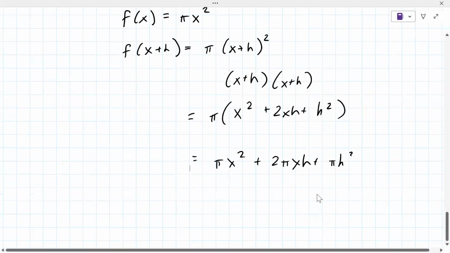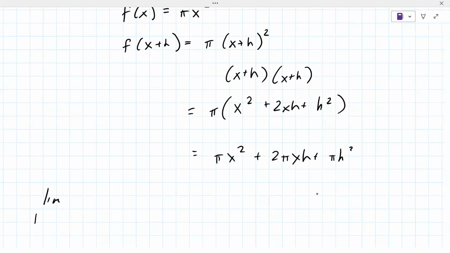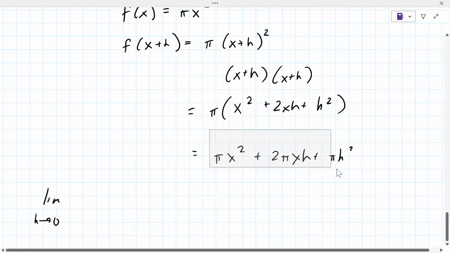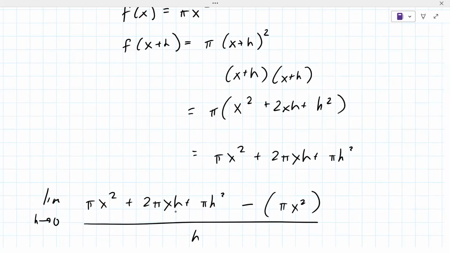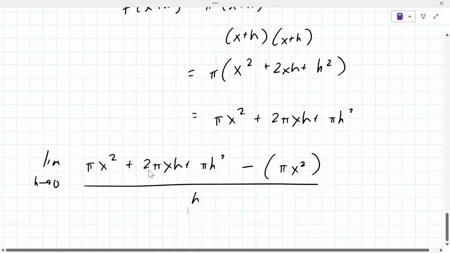All right. So now the limit as h goes to 0 of f of x plus h, this stuff you just did, minus pi x squared, all over h. Do you want to try simplifying this from here? It's very much like the last one. This cancels with something else up here. You can divide by h and see what's left over. I'm going to give that a try.